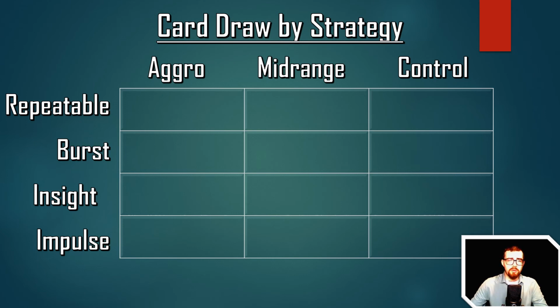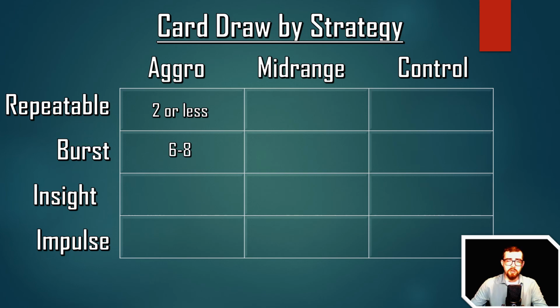For aggro, I would say that the amount of repeatable card draw you want is pretty low. It's going to be 2 or less, because by the time everybody else is done setting up, you want to have killed a player already. Usually in an aggro strategy by turn 4 or 5, the first player needs to be out of the game if you're going to be winning that one.